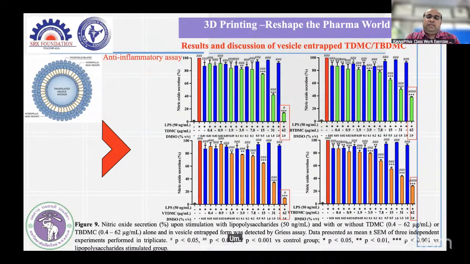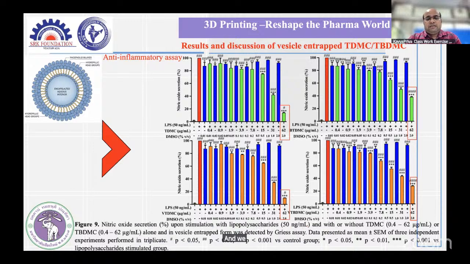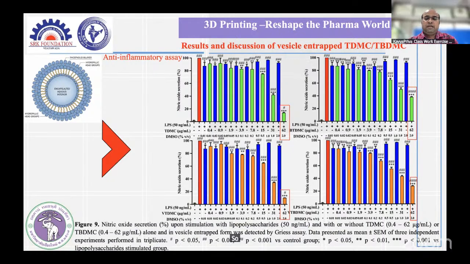we tried to check the efficacy, whether an inflammatory response can be seen or not. That is, the reduction of nitric oxide was tested using Griess reagent. We found that when it comes to raw and when it comes to entrapped, at equivalent weight, both are showing similar kinds of results. In the blue bar graph, you can see that at those tested concentrations, cells were still alive. That is, the viability was still maintained, as we checked previously. So this confirmed that either in entrapped form or in native form, they can reduce the inflammation.